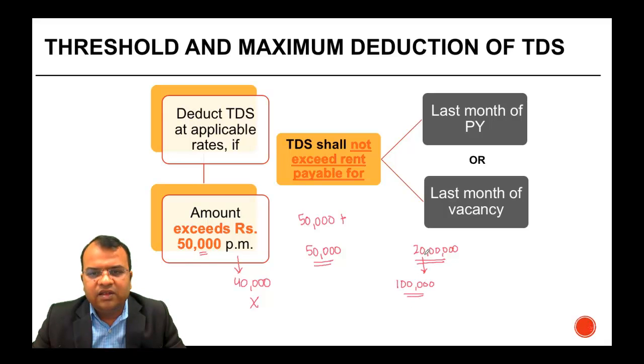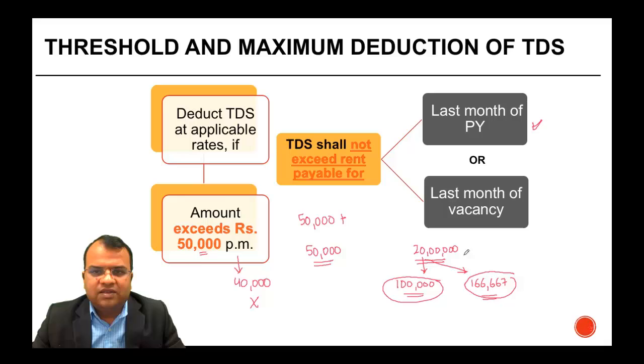What is the monthly rental? The monthly rental is 20 lakh divided by 12, which could be, let's say, somewhere around 1,66,667. In this case, the amount of TDS which has to be deducted is less than the amount of rent which is payable for the last month.